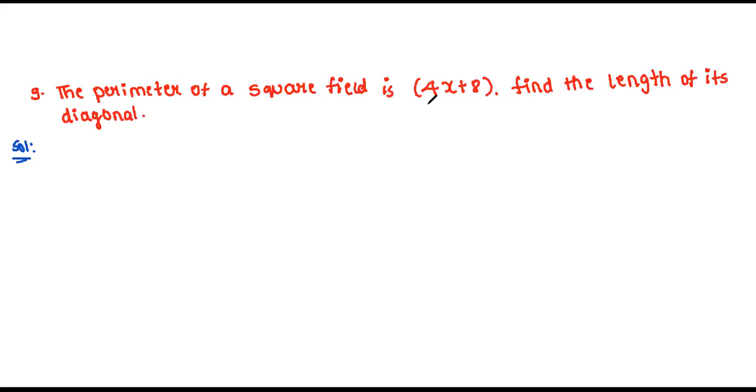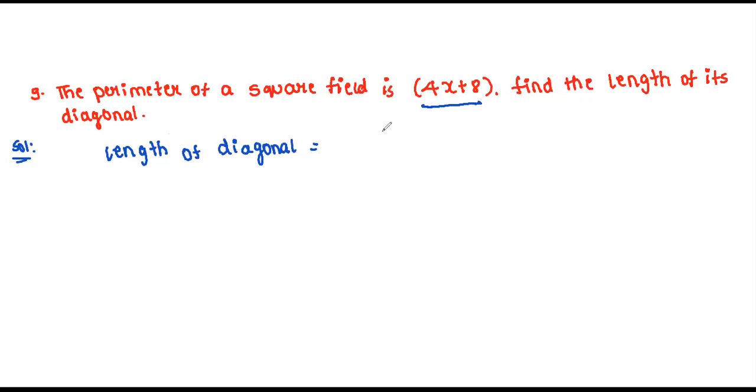If you get numbers like 4x plus 8, 2x plus 8, it is nothing but a number along with the variable. Variables are nothing but any kind of alphabet from A to Z. And here what you have to find is the length of the diagonal. They have given you the perimeter of the square field, that is 4x plus 8, and you have to find the length of the diagonal. To find the length we have the formula.